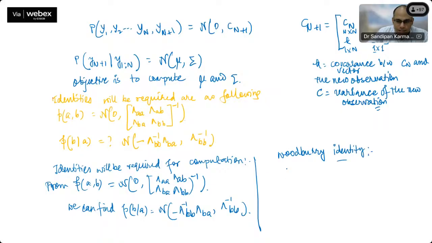So the Woodbury identity tells that if I have this particular A plus... just one minute, let me find it. It is the Woodbury identity. Woodbury identity is actually finding the inverse of a sum of matrices.